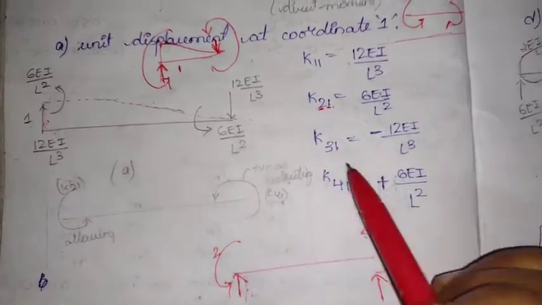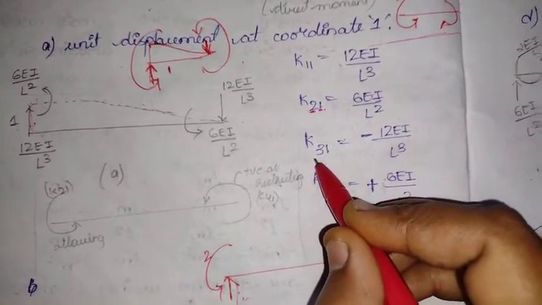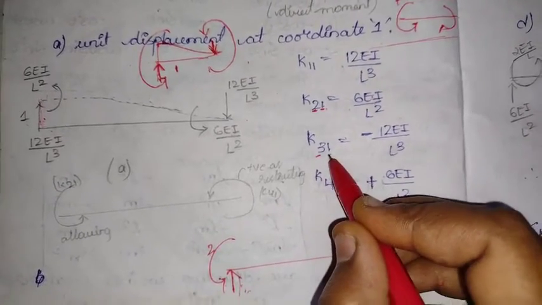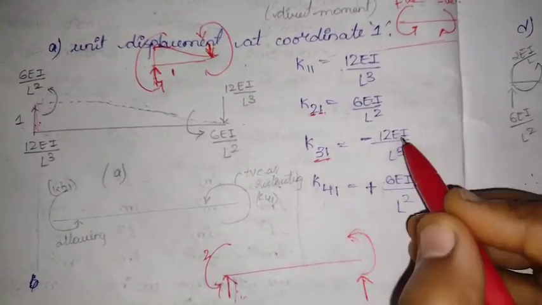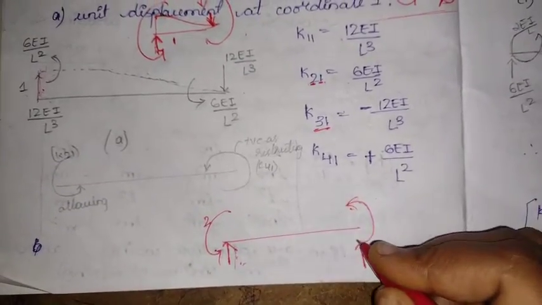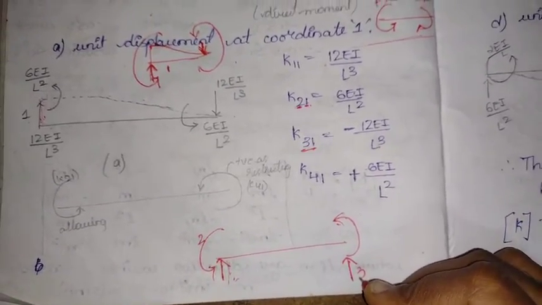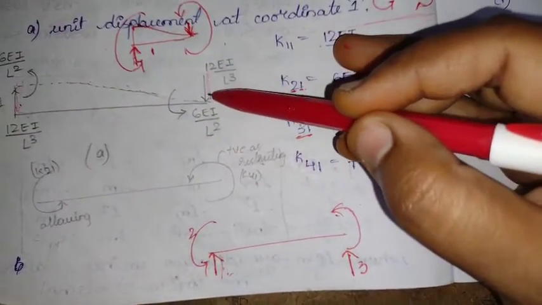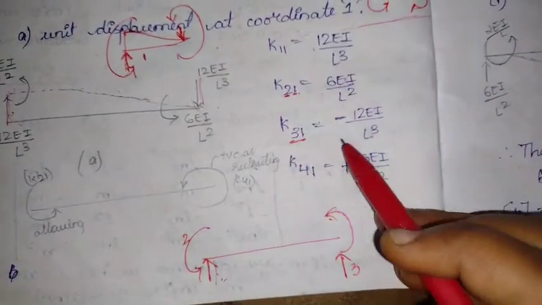Coming to K31, again it is a reaction, and 1 is also a reaction. So when both are reactions, it will be 12EI by L cube. But we considered the third one to be upward. Initially we considered the third one to be upward, but here we can see it is in the downward direction. So it would be negative in nature.